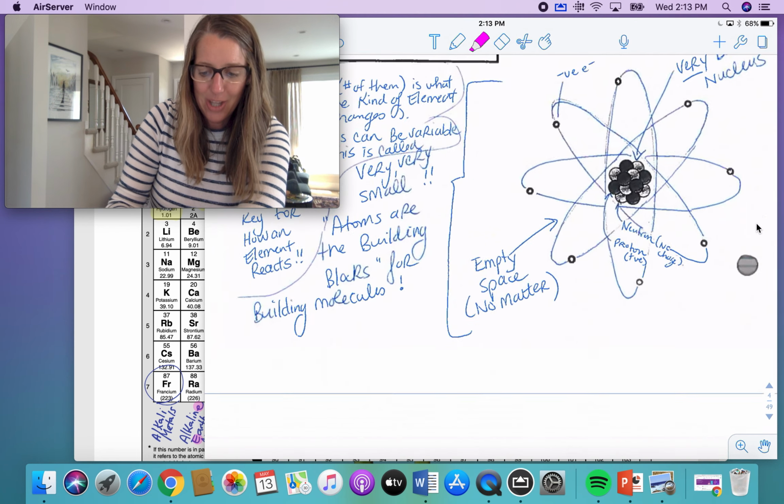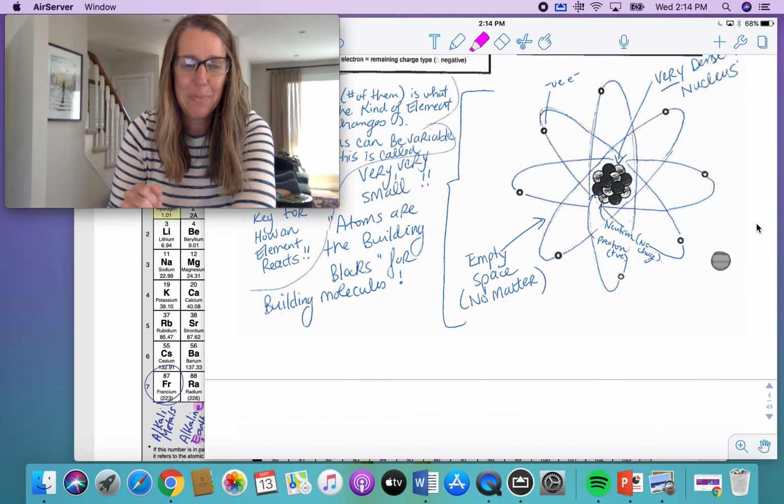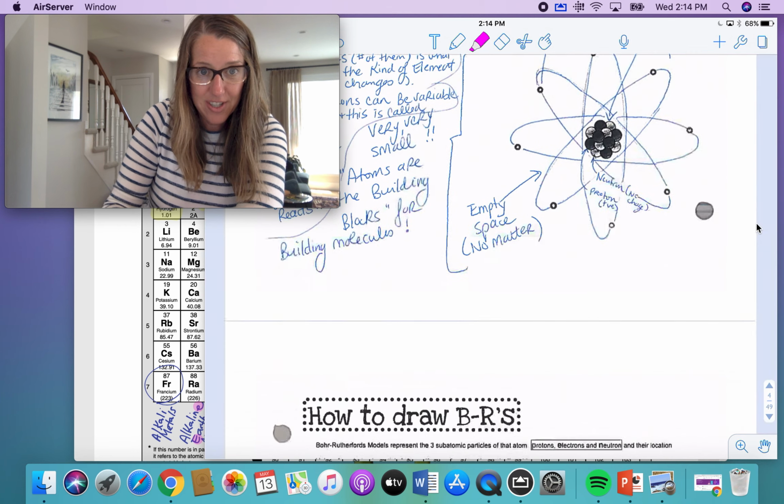Atoms are very small, and of course, they're the building block of molecules. They make up everything, right? All things that are matter are made up of all of the elements on the periodic table. Okay, that's our subatomic particles.